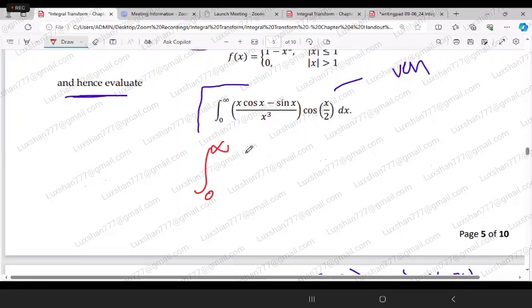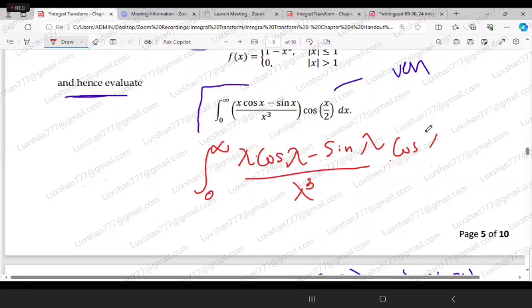Find the integral from 0 to infinity of (lambda cos lambda minus sin lambda) over lambda cube, into cos lambda by 2, because we are having an x in our question, no? Therefore sometimes you may have a confusion. So if you have a confusion, please change this x as lambda, then you will get rid of some confusion.